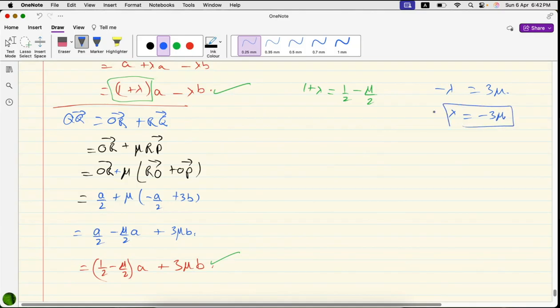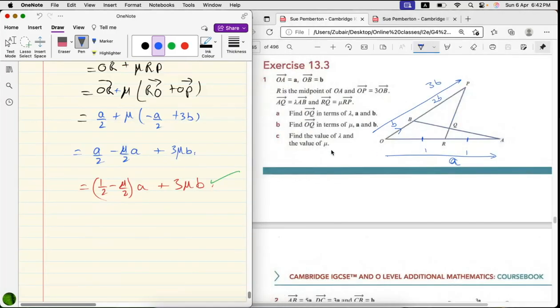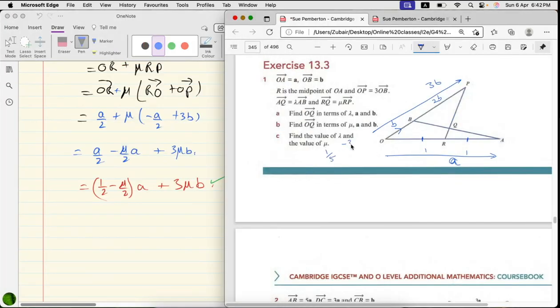I'll substitute this lambda here. So 1 minus 3 mu is equal to 1 by 2 minus mu by 2. Rearranging numbers on one side, 1 minus 1 by 2 is equal to 3 mu minus 1 by 2 mu. That's 1 by 2 already. 3 minus half is 5 by 2. 2 cancels out. Mu is 1 by 5. When mu is 1 by 5, we can find lambda, that is minus 3 into 1 by 5, it's minus 3 by 5. So mu is 1 by 5 and lambda is minus 3 by 5.